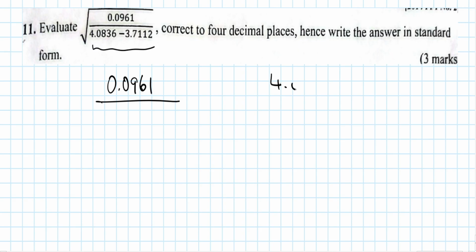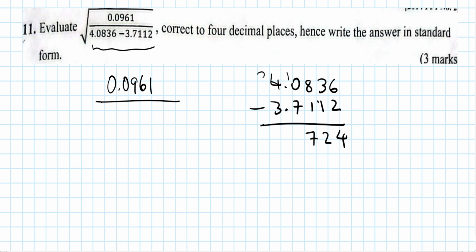So let's take 4.0836 minus 3.7112. 6 minus 2 is going to give you 4, 3 minus 1 gives you 2, 8 minus 1 gives you 7, and 4 minus 3 gives you 1, and 0. So you have 0.3724. Don't forget there's the square root there.